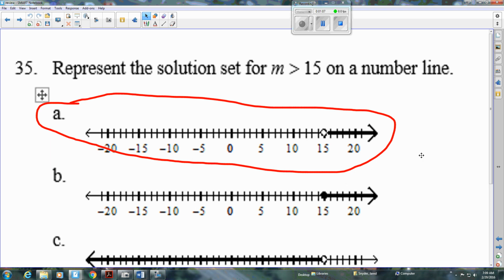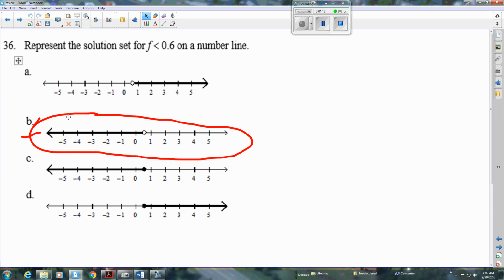Represent the solution set for m is greater than 15, so all the numbers greater than 15, and remember that's got to be an open circle because it's not equal to 15, it's greater than 15. Same thing here, all the numbers less than 0.6, all the numbers from 0.6 down, but then it's got to be an open circle because it's less than 0.6, not equal to 0.6.